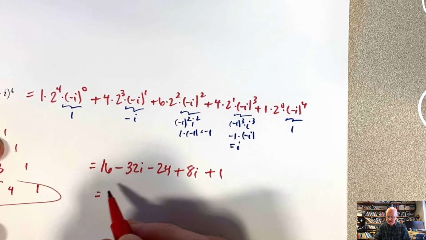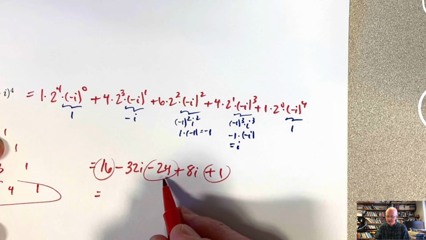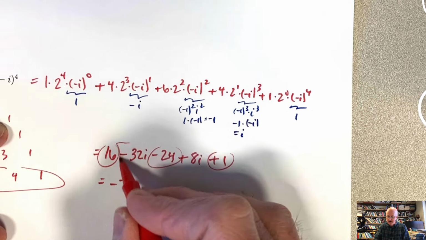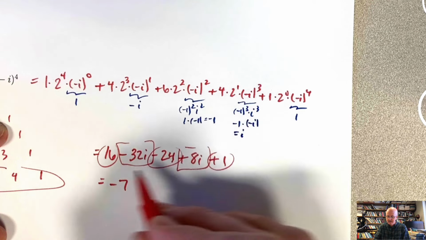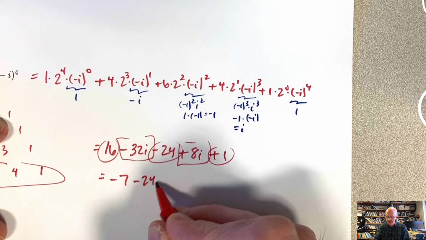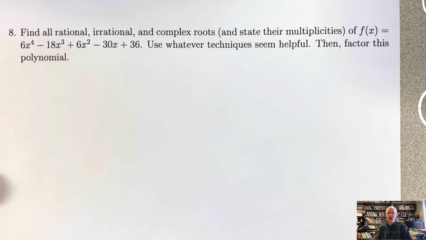Combine like terms. The real parts without the i's are these things. 16 minus 24 is negative 8, plus 1 is negative 7. And the i parts are these ones. Negative 32i plus 8i is minus 24i. So there is our answer. We're finally to the last problem. Congratulations if you stayed with me here.